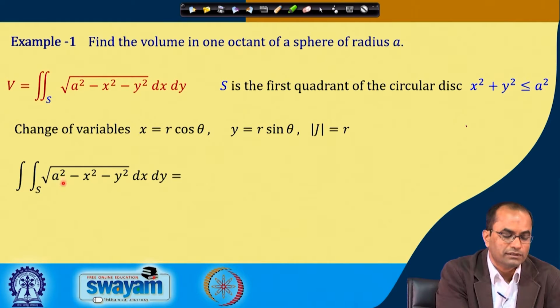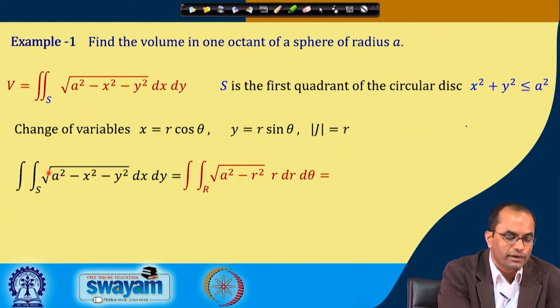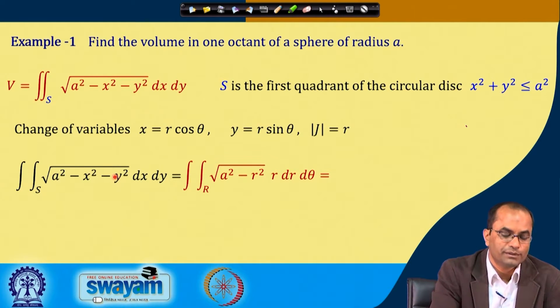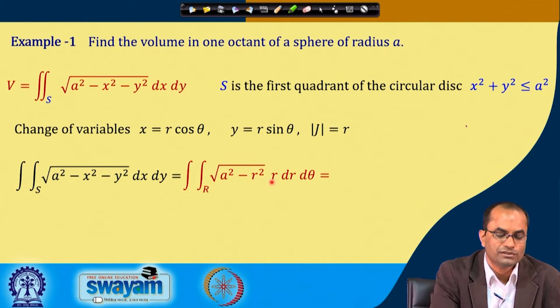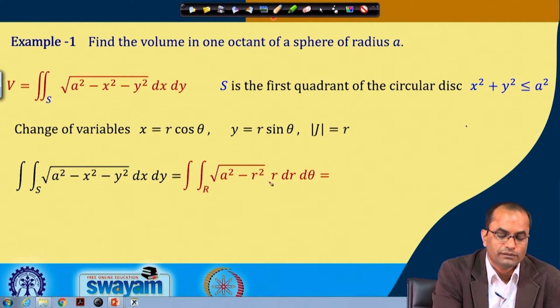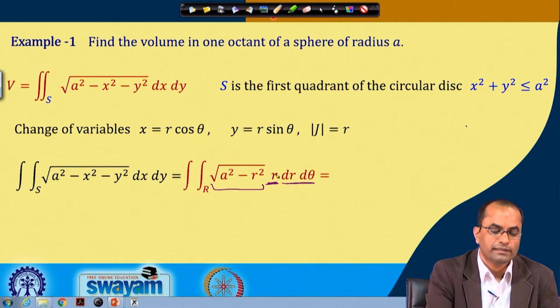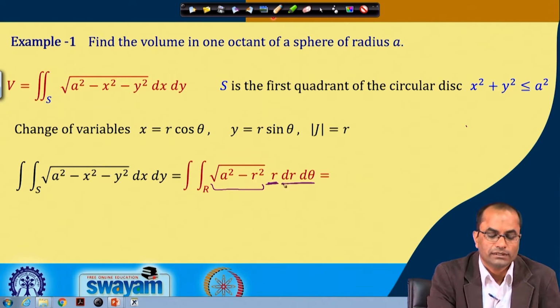And then we have the simple idea that the square root here, a square minus x square plus y square, will become a square minus r square, and then we have this Jacobian term with this r and dr d theta. So, we have the integrand now converted into r theta form, and this additional factor r has come, and then we have the dr d theta term.